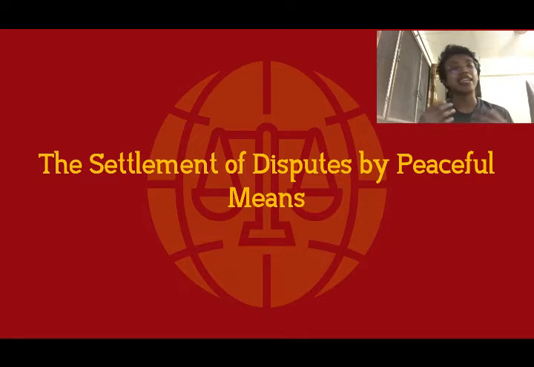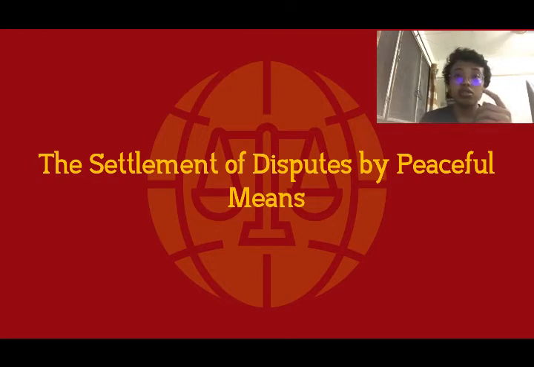However, since the United Nations existed, an obligation of peaceful settlement of international disputes has been agreed by all members, as stated in Article 2, Clause 3 of the Charter of the United Nations, aka the UN Charter. It states that all members shall settle their international disputes by peaceful means in such a manner that international peace and security and justice are not endangered.